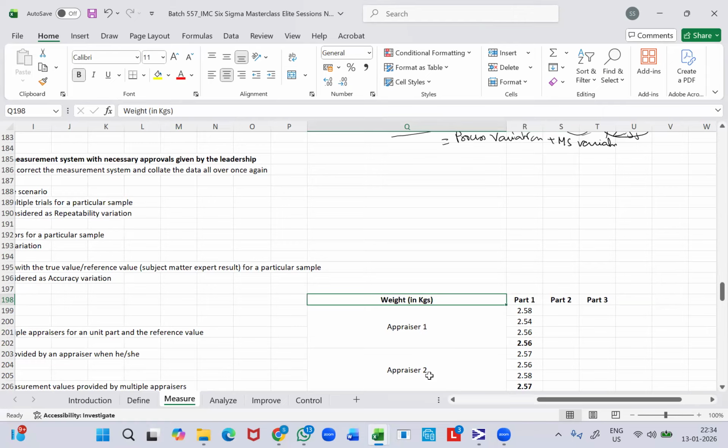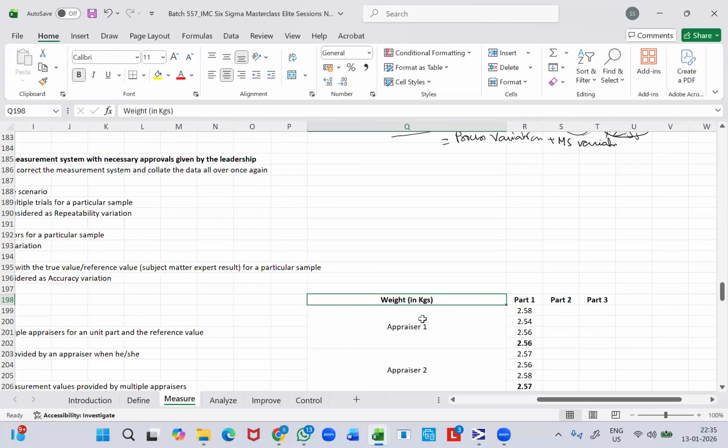In case of discrete data measurement system analysis, the entire measurement system would comprise only the quality auditors or the quality inspectors. But continuous data measurement system analysis, since we will be dealing with measurement data, we will have the measuring equipment as well as the appraiser who would be handling that equipment in order to measure the unit part as part of the measurement system, right? So here let us assume that we are measuring the weight in kilograms.